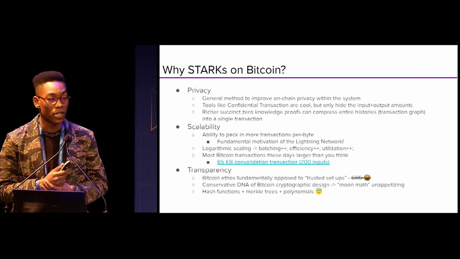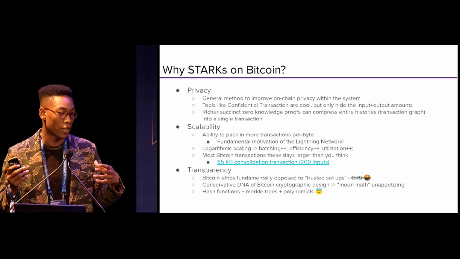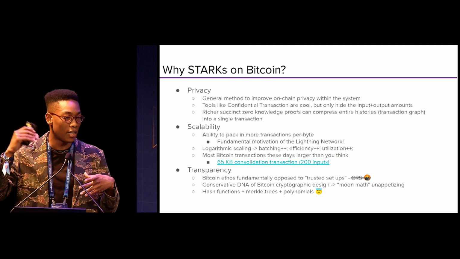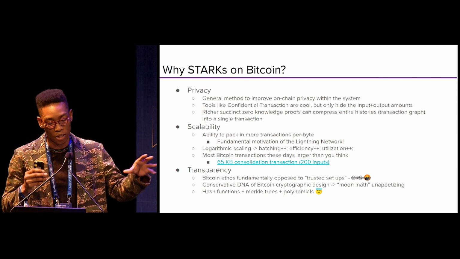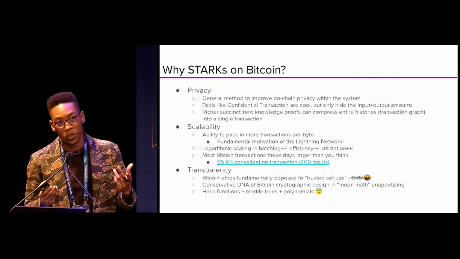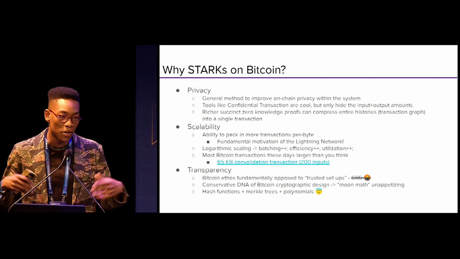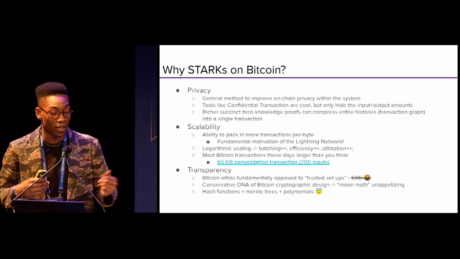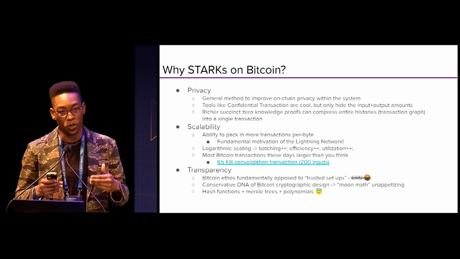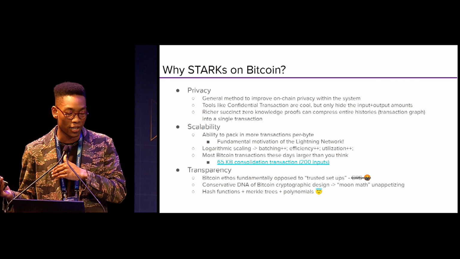One of the great things about Starks is this amortization: getting more transactions in a given number of bytes. Maybe the proof is around 200 kilobytes, but it covers maybe a million transactions together. That's obviously a big thing. That's always been the main motivation of the Lightning network itself, doing things off chain to get more transactions per byte.